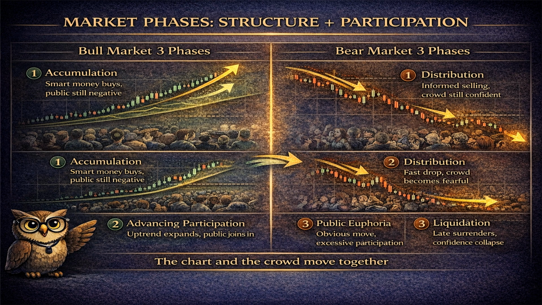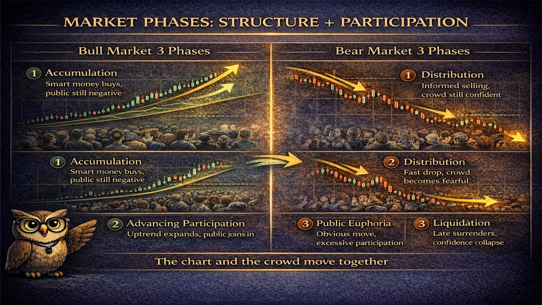Market phases. A bull market often moves through 3 phases. First, accumulation. Smart money buys while public sentiment is still negative. Second, a steadier advance as conditions improve and more participants notice the move. Third, public enthusiasm and speculation, where everything feels obvious, news looks great, and participation becomes excessive.